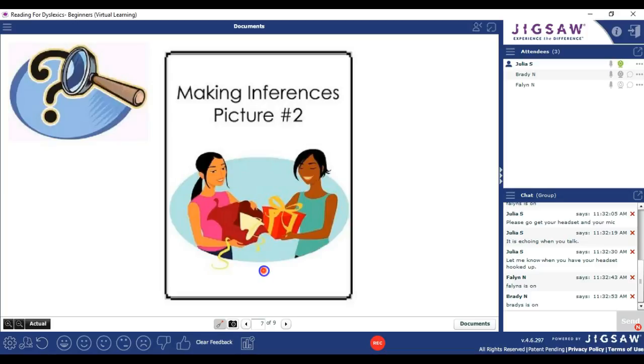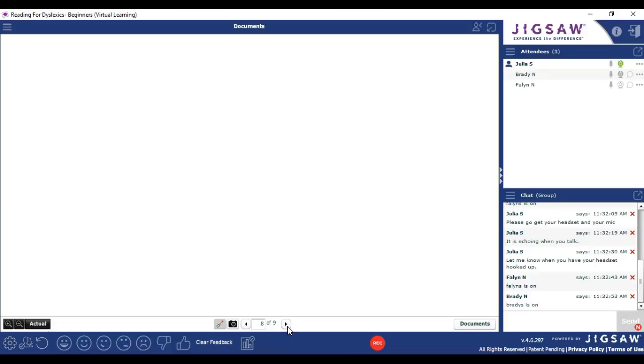Birthday. Christmas. Very good, because they both have gifts. So it could be Christmas, right? If they exchange gifts. Very good.